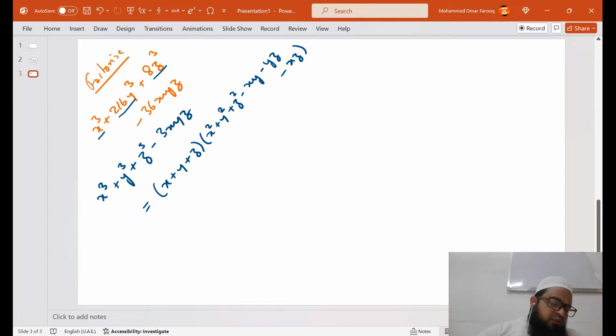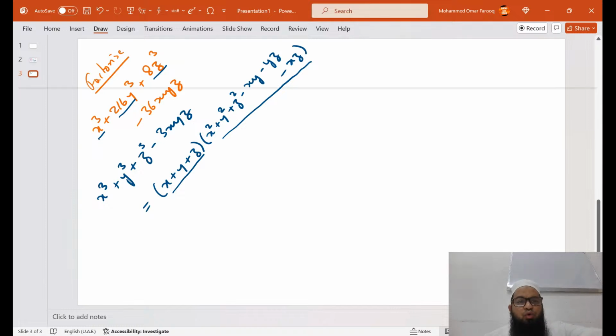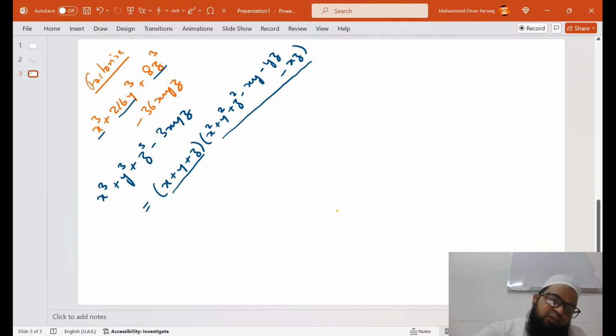So now see, factorize means what? You have to write it as a product of two expressions. This is the first expression and this is the second expression. Understood? So now we have to equate and verify the terms. So let us see the first one.